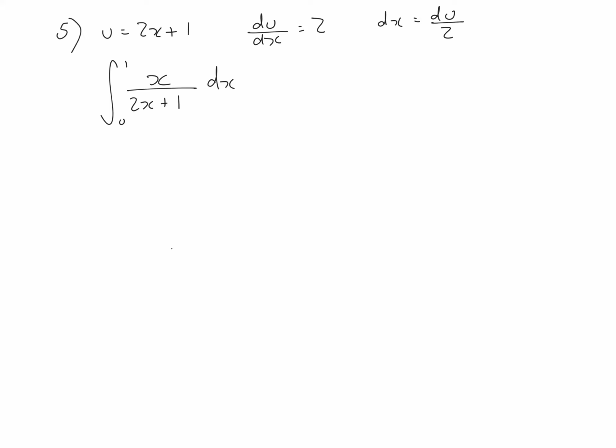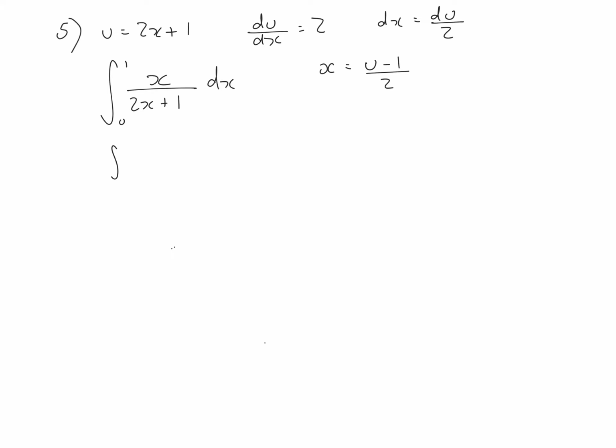Okay. Using the substitution u equals 2x plus 1, so they've been nice and told us what we've got to do. To integrate between 0 and 1, x over 2x plus 1 dx. So we know that du by dx equals 2. So we know that dx equals du over 2. And we can rearrange that to get that x also equals u minus 1 over 2.